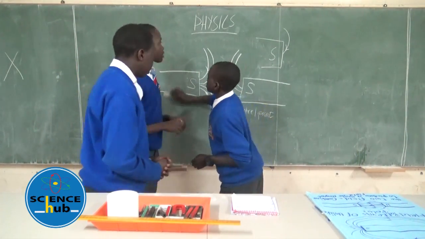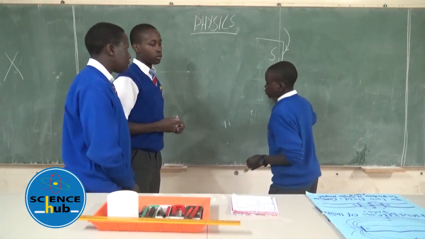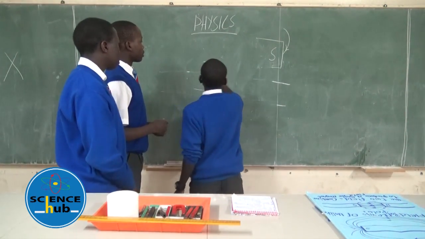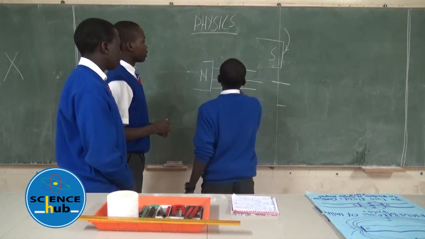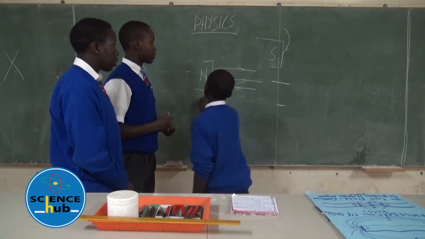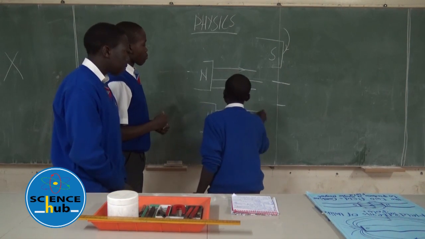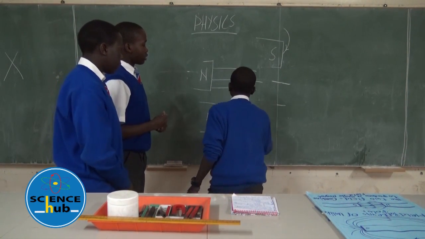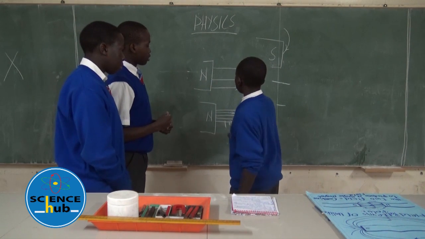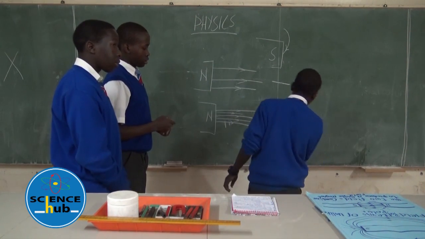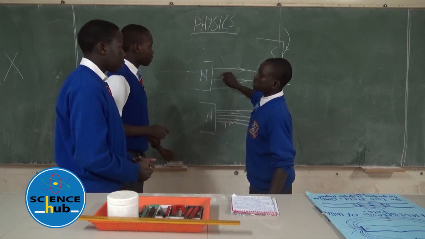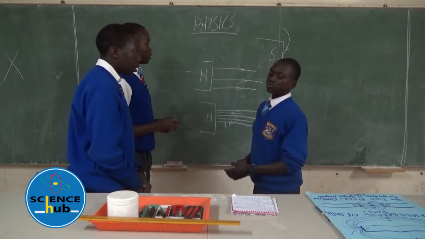To expand on that, I think I should use a diagram. If the magnetic field lines are almost parallel, it means that the magnetic field is uniform. If they are close to each other, it means that the field is strong. And remember to use arrows to show that the magnetic field lines are moving from north to south. And if they are far apart, as in this one, it means that the magnetic field is weak. So you need to know that also.